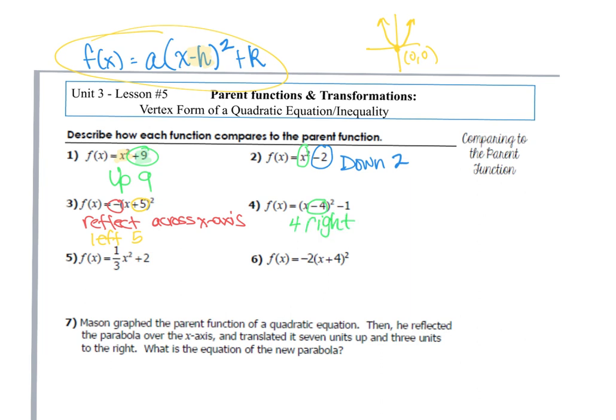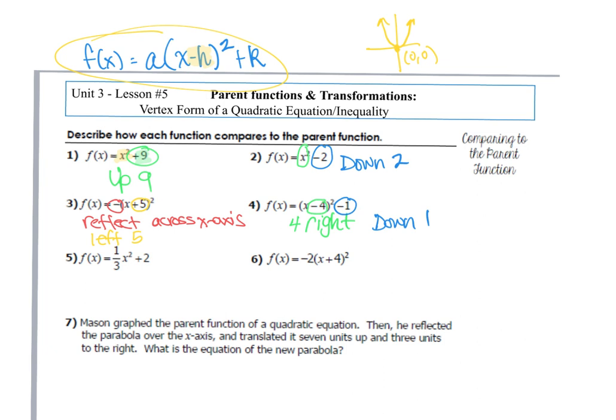What does the minus 1 on the outside mean? What comes after the parentheses is our vertical shift. So this means that we are going down 1. We don't ever change the sign on our vertical shifting.